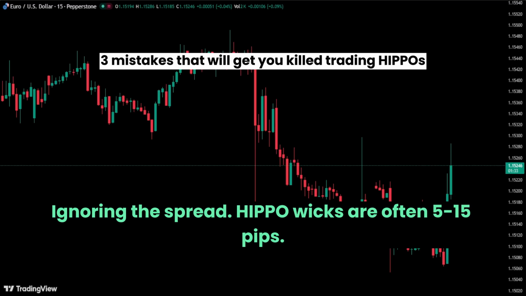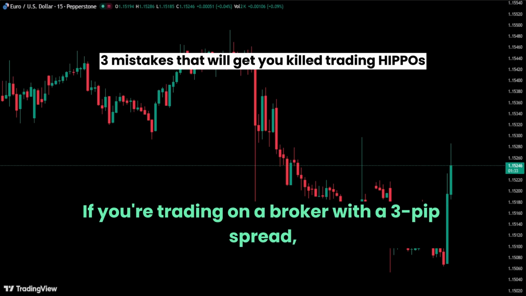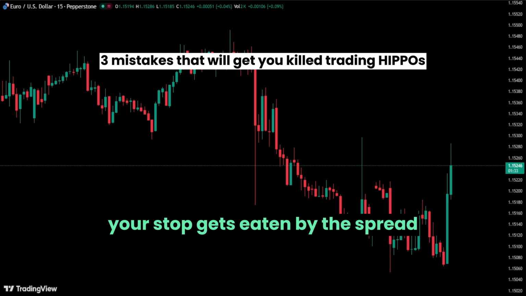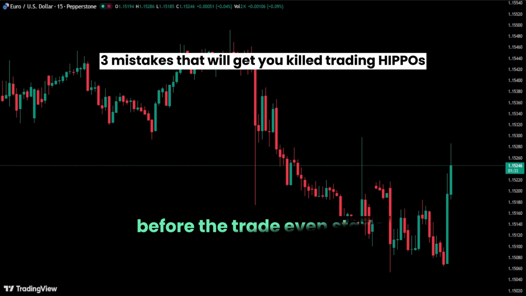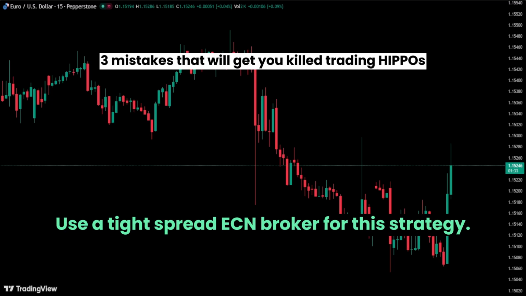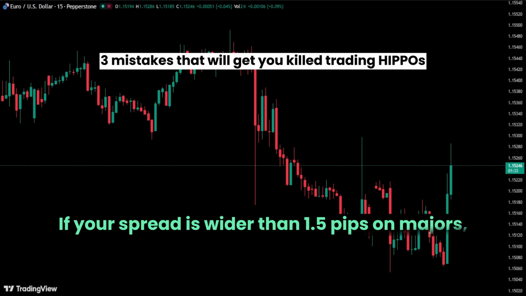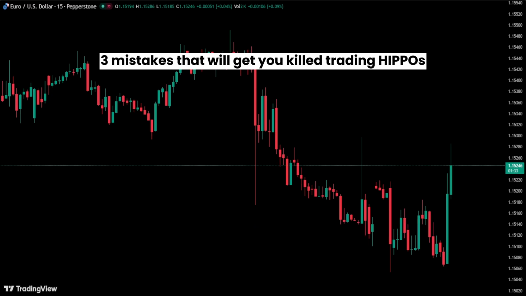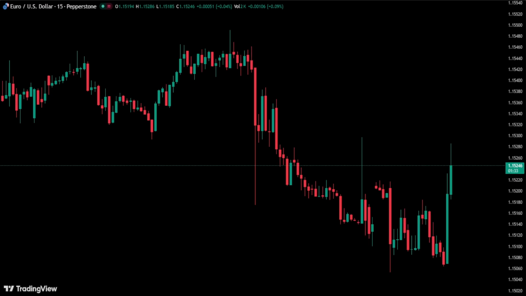Mistake 3: Ignoring the spread. HIPPO wicks are often 5 to 15 pips. If you are trading on a broker with a 3 pip spread, your stop gets eaten by the spread before the trade even starts. Use a tight spread ECN broker for this strategy. If your spread is wider than 1.5 pips on majors, find a new broker.